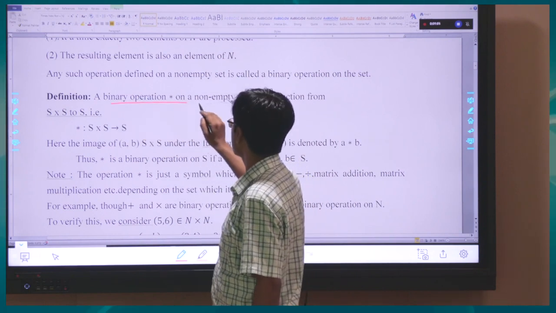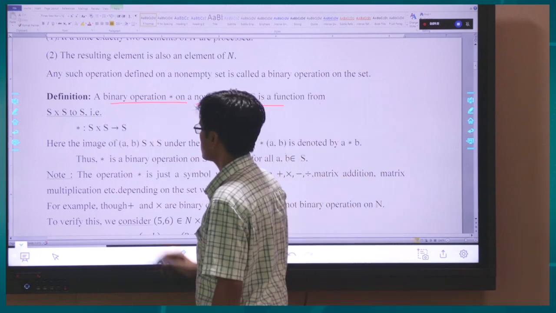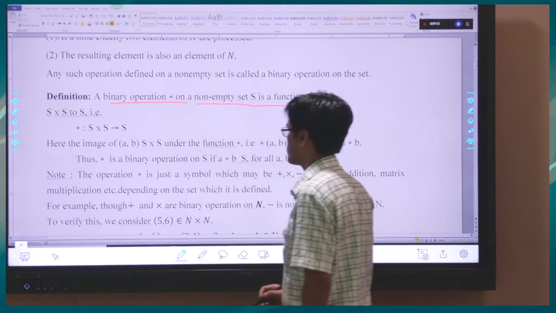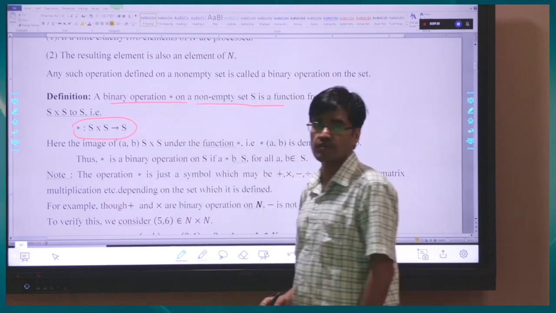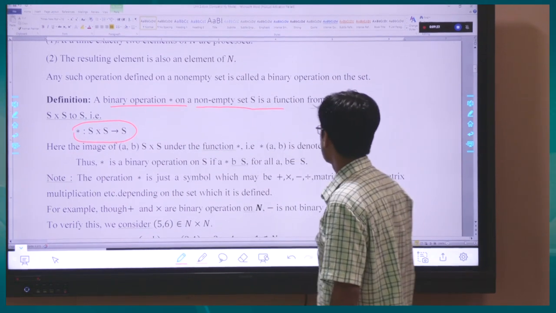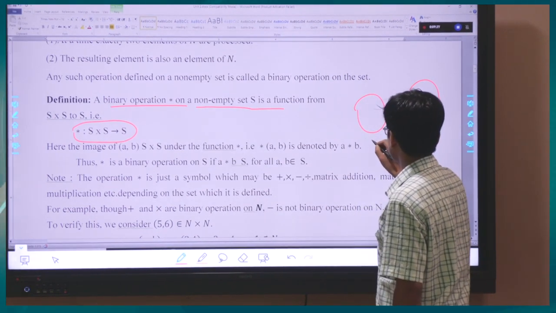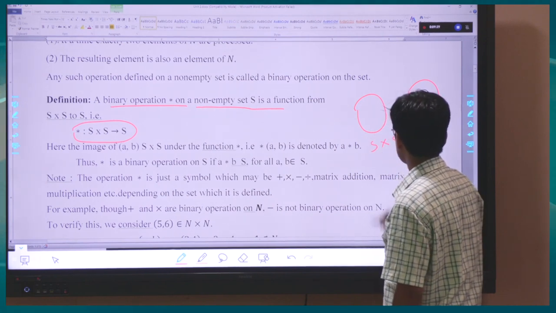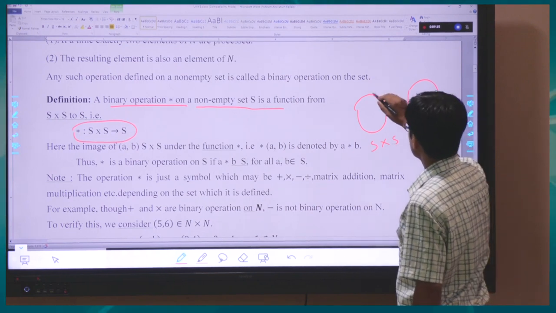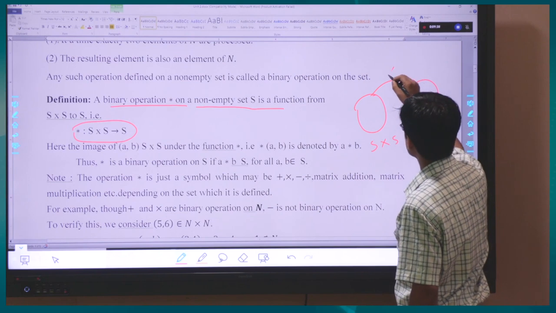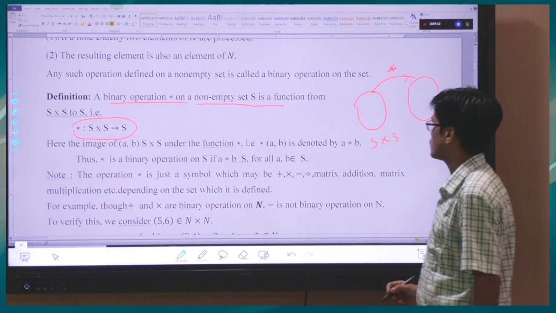Here a binary operation star on a non-empty set S is a function from S cross S to S. Here star we define is a function. Already we discussed what is a function. So star is a function from S cross S to S. This is a function, and this function is defined as star. So a binary operation is also a function from S cross S.